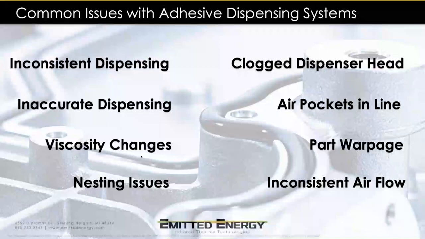Now, one of the more uncommon, I know I put this on the common issues, but they ended up being common that people really don't think about, is part warpage. We've been at customer sites where you have a plastic part, let's say, and it's coming off an injection molding system, and there may be some issues with that upstream assembly process or processing equipment.